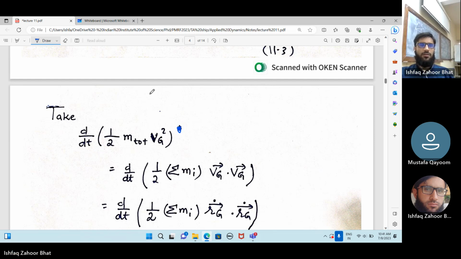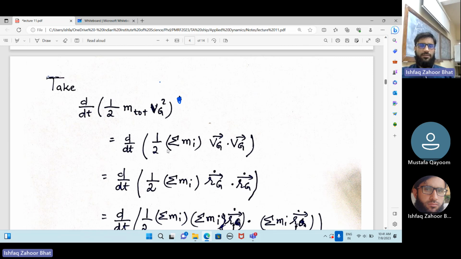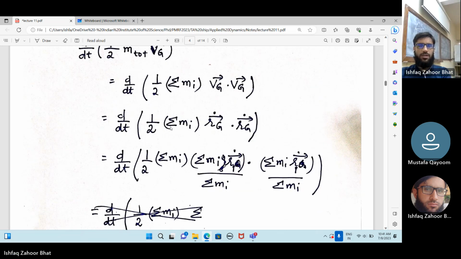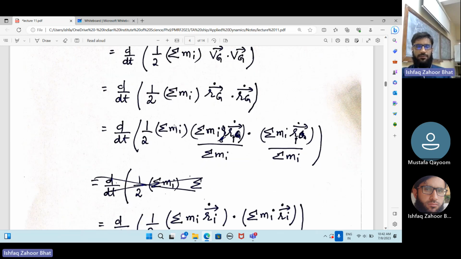So the d by dt of this thing is d by dt of half, and this is summation of mi, again taking the dot product of these two, and this is nothing but Rg dot by definition. Okay, 1/2 of summation of. Now I can write this Rg dot as summation of mi ri dot divided by summation of mi, and this is by definition of center of mass.